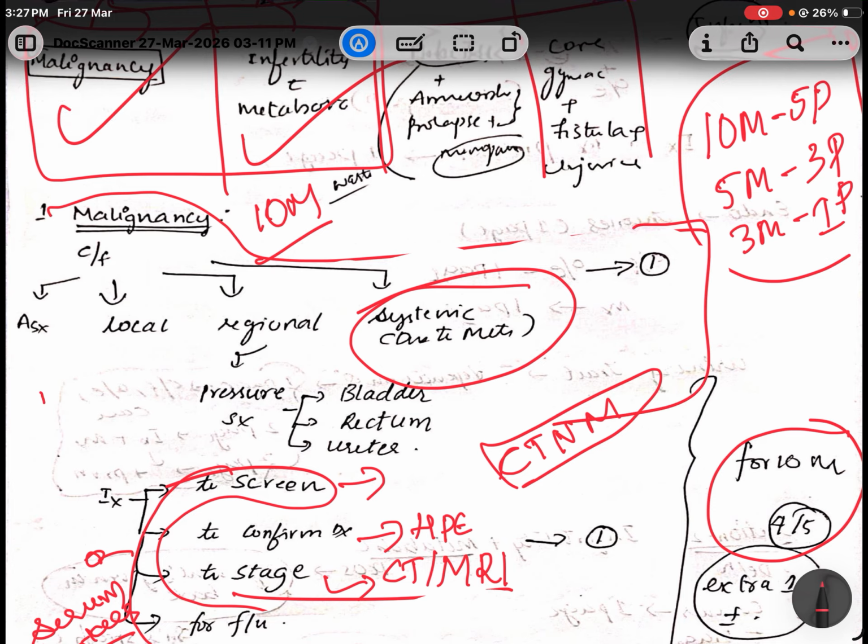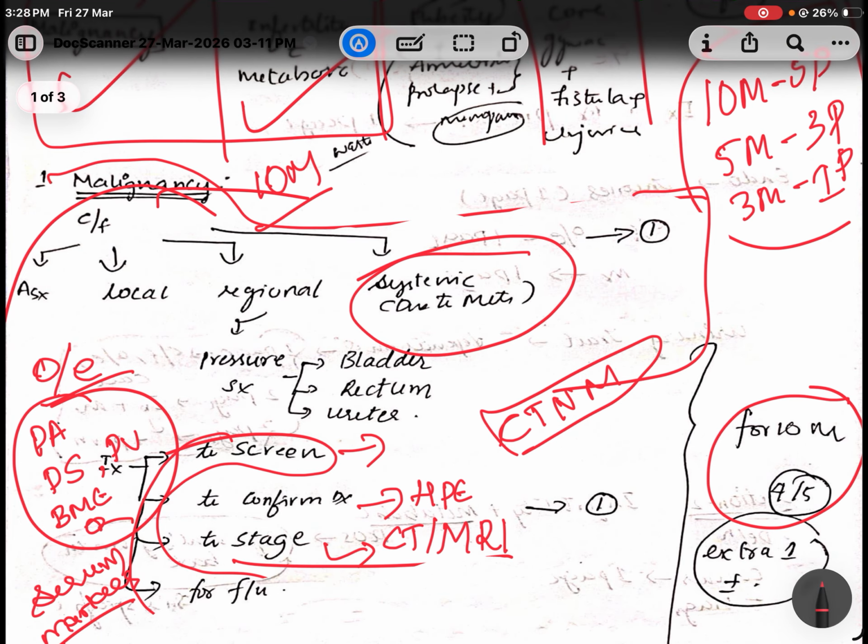Again, the major thing is that examination findings are not written. While writing examination findings, you have to write per abdomen, per speculum, what you will get in per bimanual examination, and also in per vaginal examination. So that you can fit this in one page.